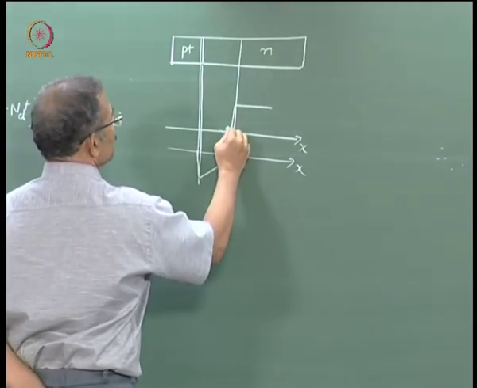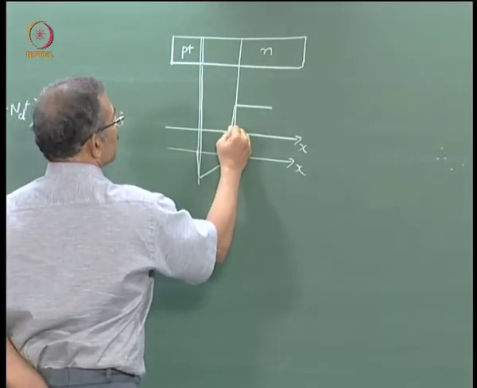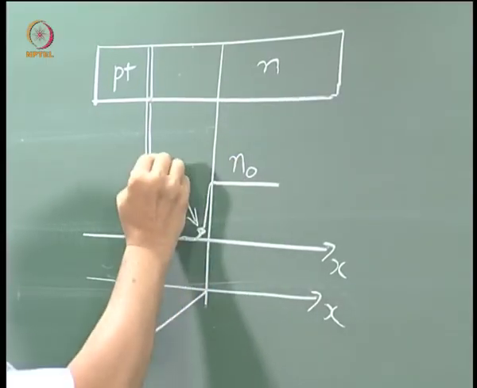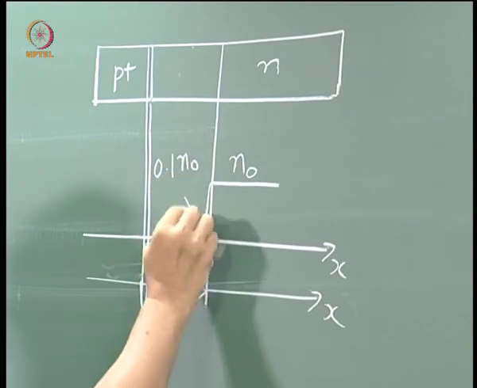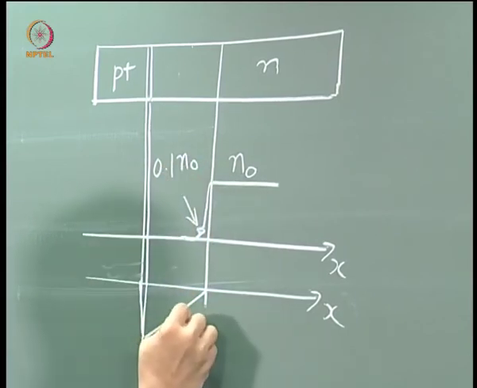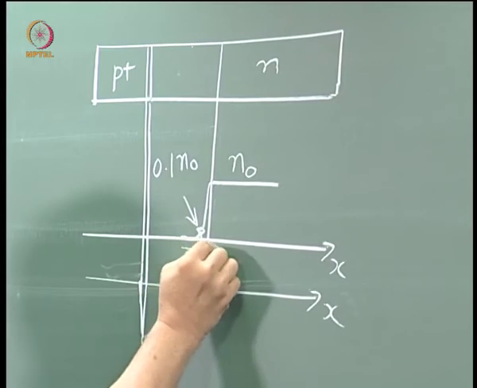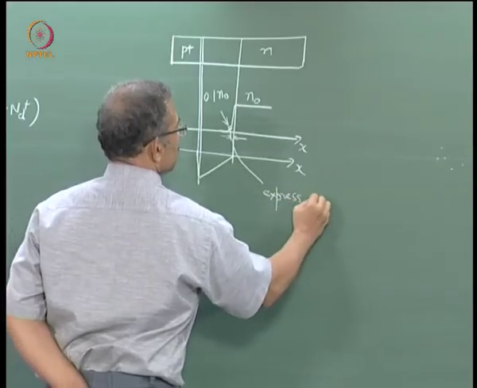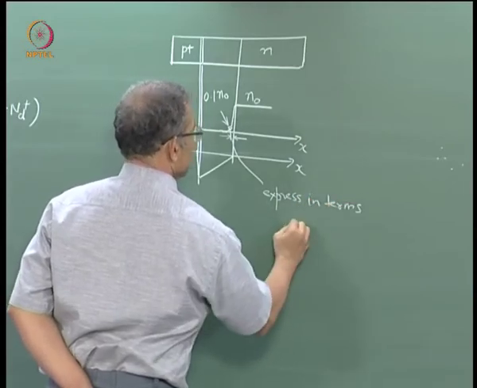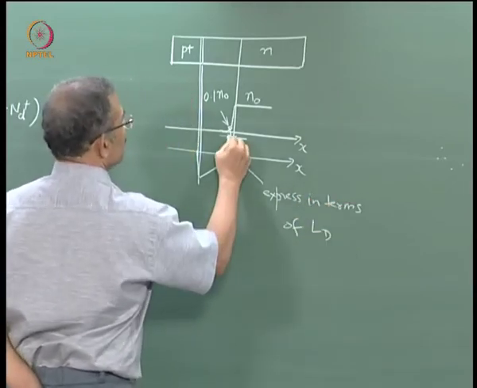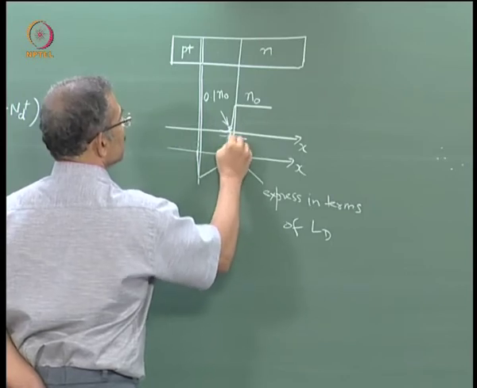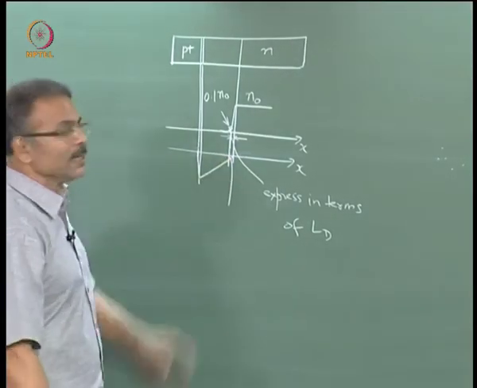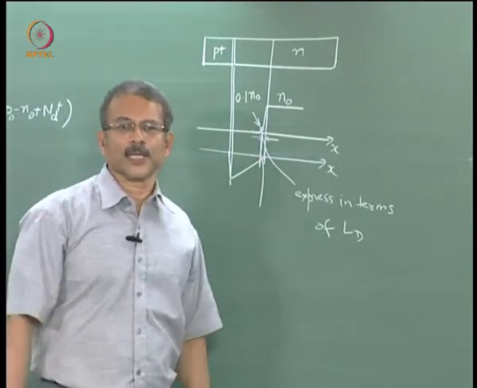So now you have to show that if this is the point where the concentration falls to 0.1 n naught, 10% of the value here, what is the distance? This is the distance you have to calculate, and this you should express in terms of Debye length. So you must relate this distance to this potential drop in this small triangle. That is what you have to do, and use the Boltzmann relation.